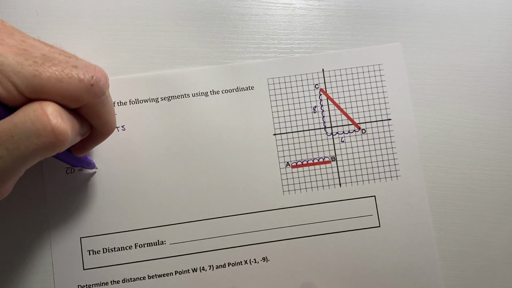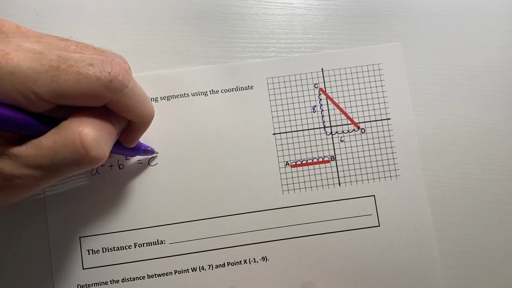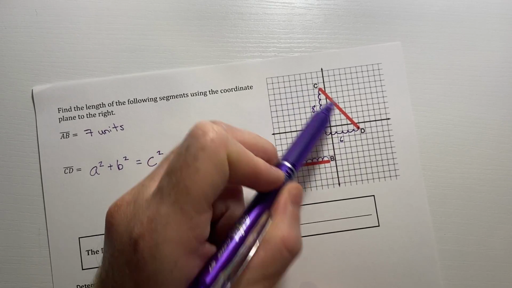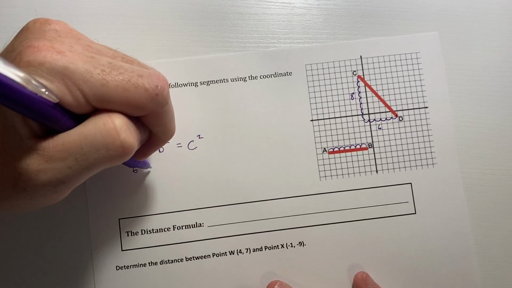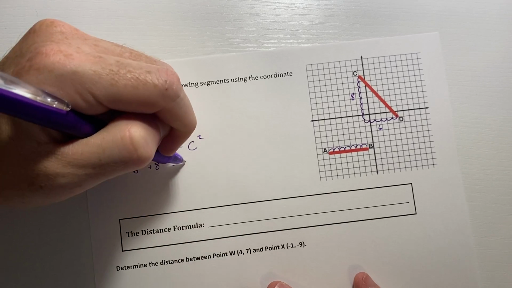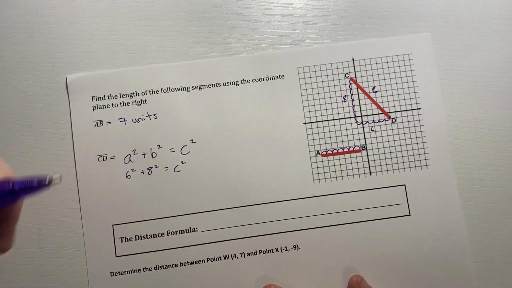Right, if we're using the Pythagorean theorem, it's a squared plus b squared equals c squared. I'm looking for that hypotenuse. I'm looking for that distance between C and D, my longest side. All right, I know that a is, let's just say 6. I know that b is 8. And I'm looking for c. We'll call this side c.